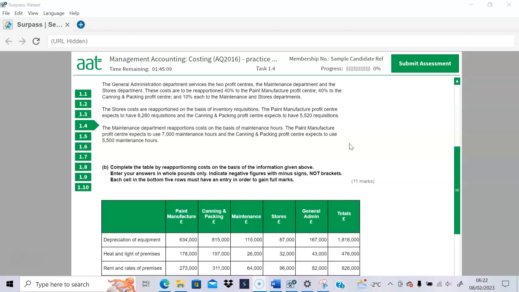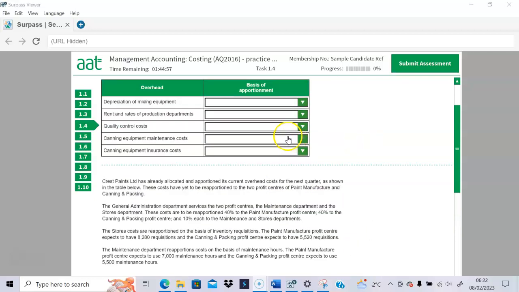So we need to think, are we going to split them based on space, or if we have a machine cost that is being used by all these departments, how are we going to split that? Or if we have insurance costs, something along those lines. And that's what's happening here.